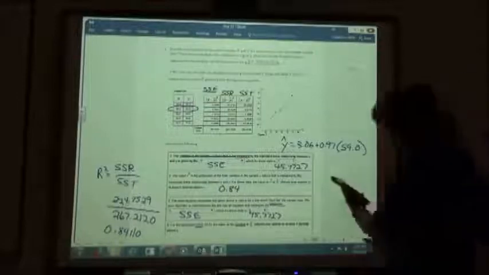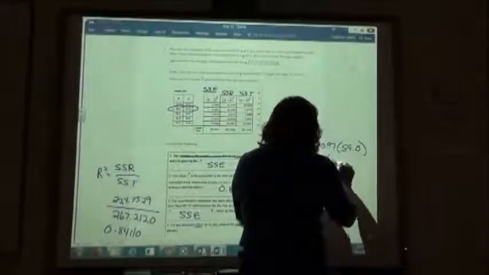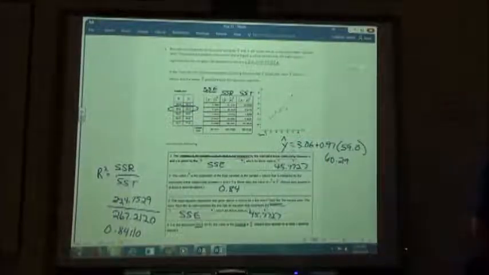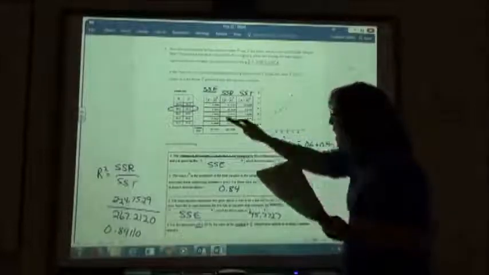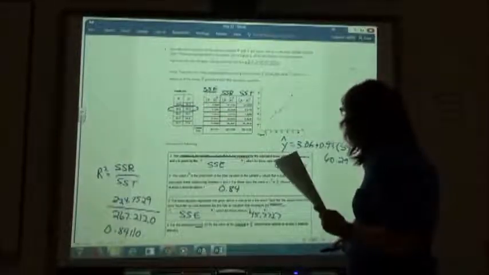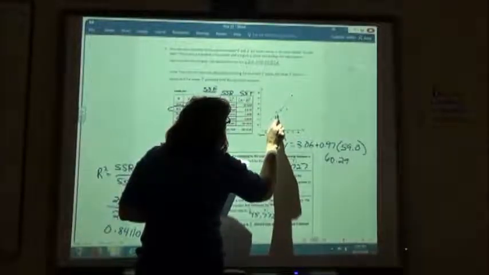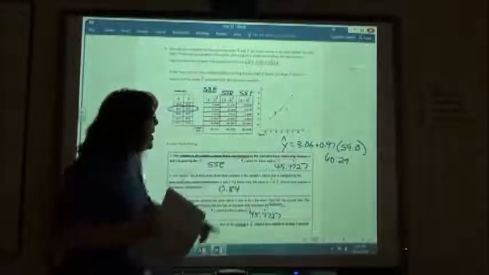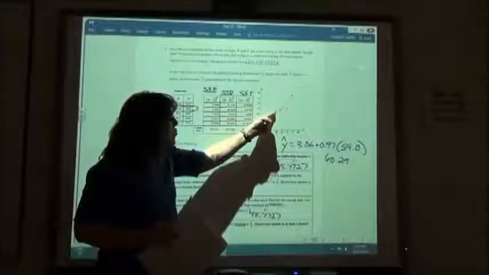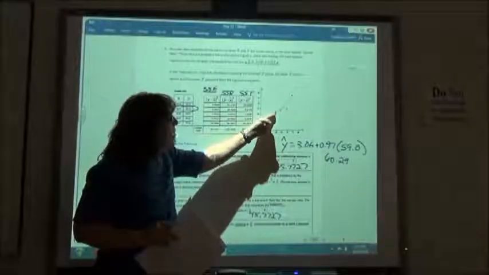3.06. So I get 60.29. 60.29 would be the y value right on the line at x being 59. So x being 59, here we are, if I could get pretty close anyway. 60.29 would be the y value of that point.